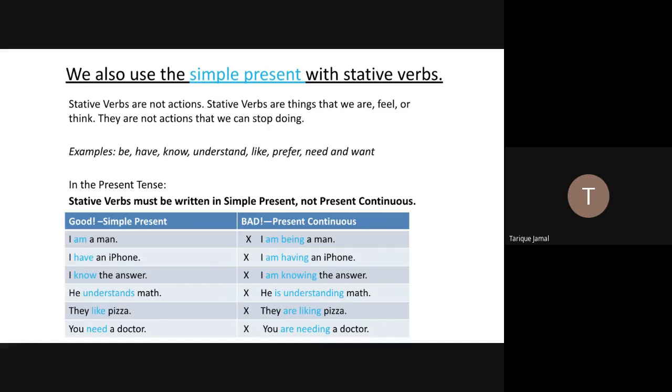So look at the left hand side and the right hand side. The examples on the left hand side are good, and the ones on the right hand side are present continuous, which is not good. It's bad. We are not going to take that. So: I am a man. I have an iPhone, right? I know the answer. So please now just go through this slide on your own for a minute. Read both the left hand side and the right hand side, all right? And after that, we will go to the next slide.